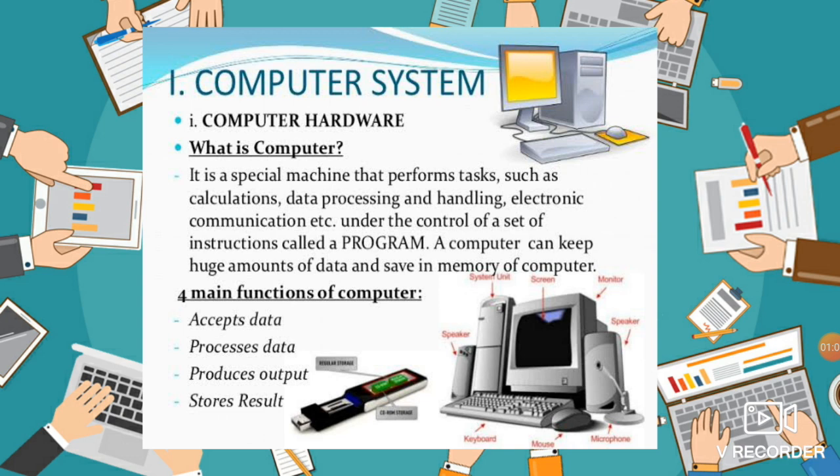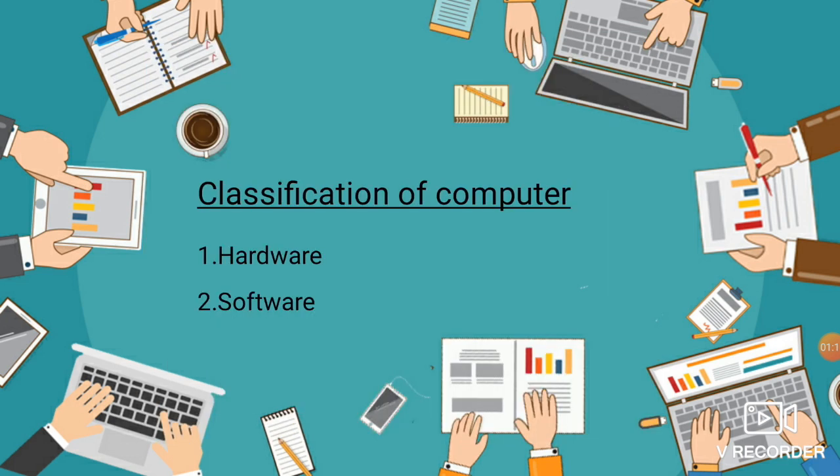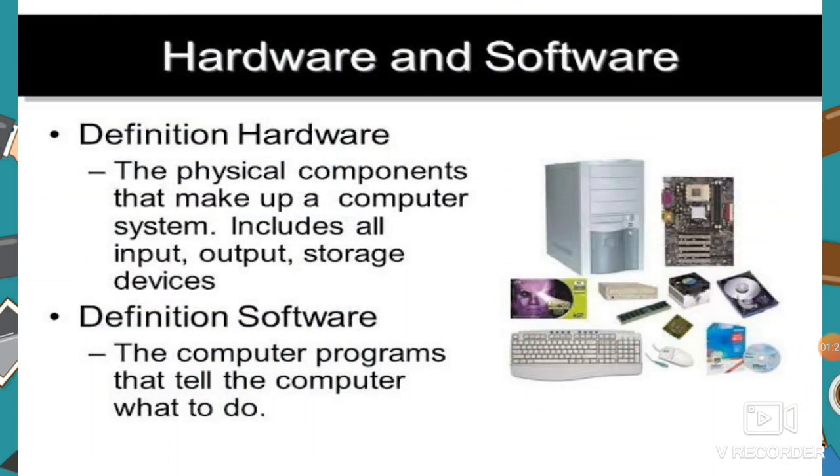So the main functions of computer are to accept the data, to process the data, to produce output, and fourth, to store the result. Now when we classify computer, the computer can be broadly classified into two parts. First hardware, second software. Now what is a hardware and what is a software?